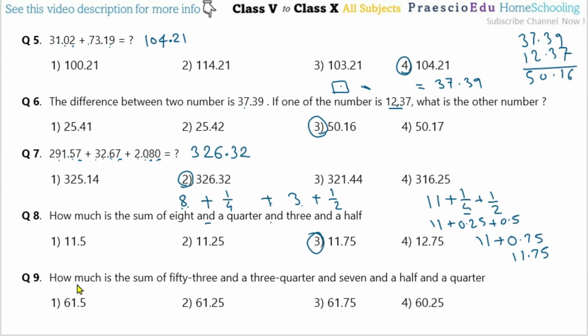Then question number 9, how much is the sum of 53 and 3 quarter? So 53 and 3 quarter means 3 by 4, and 7 and a half, and a quarter. A quarter means 1 by 4. So if you make these additions, you will get 61.50. Same as this one, make the additions. So the answer is 61.50, means 61.5, so this is option number 1.